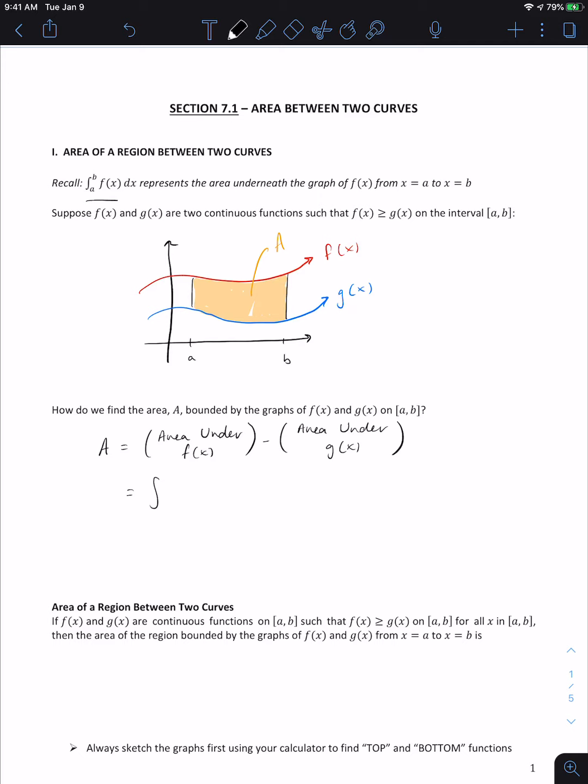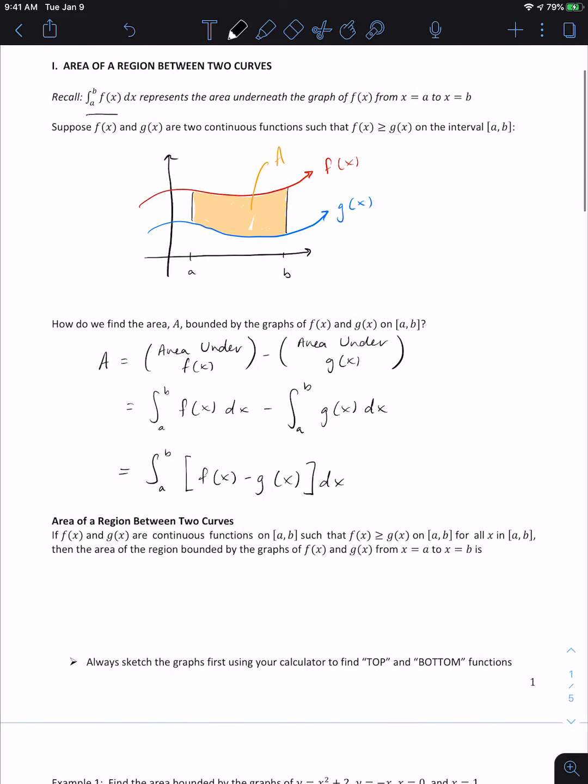By definition, the area under f of x is the integral of f of x from a to b, minus the integral from a to b of g of x. And by rules of integrals, since the limits of integration are the same, I can combine f of x minus g of x in the same integral. Instead of writing two integrals, I can write the integral of f of x minus g of x dx. So what did we just find out?